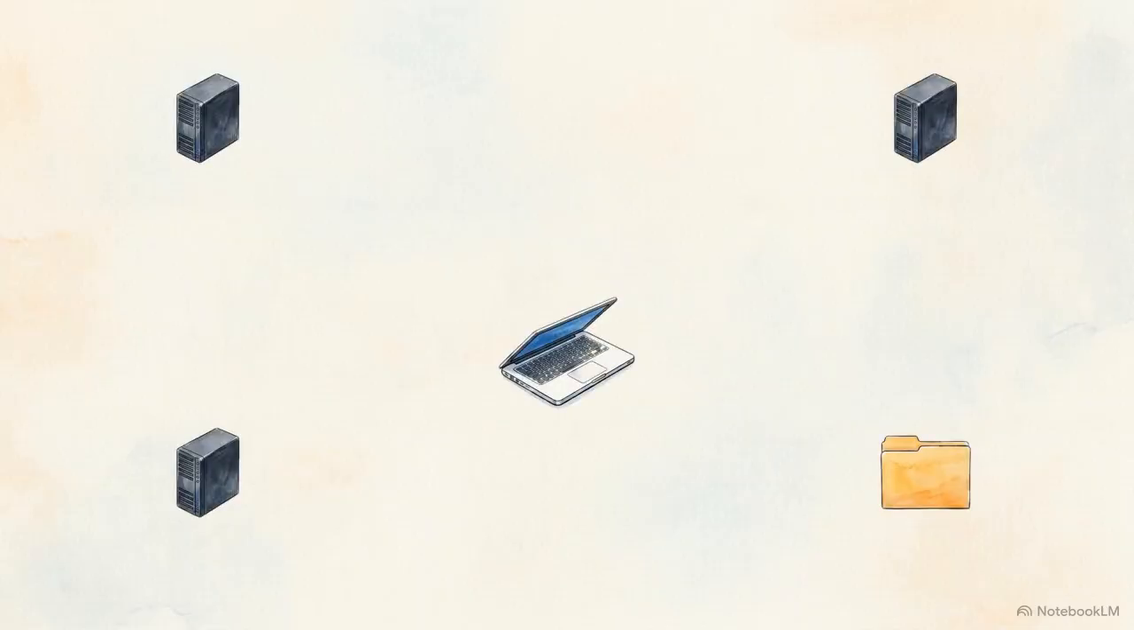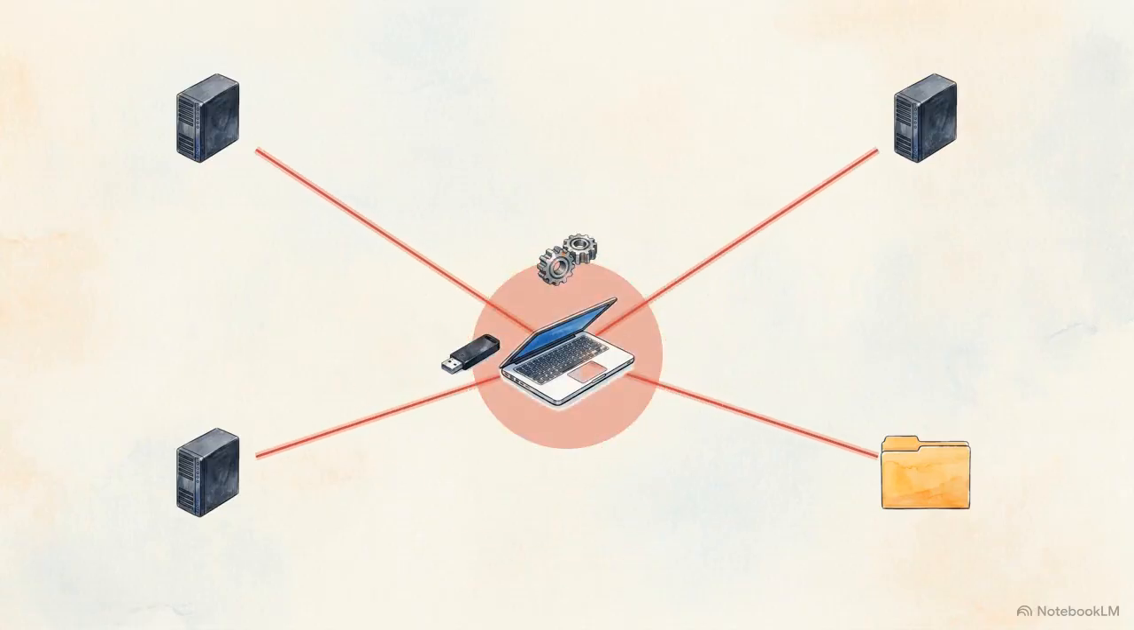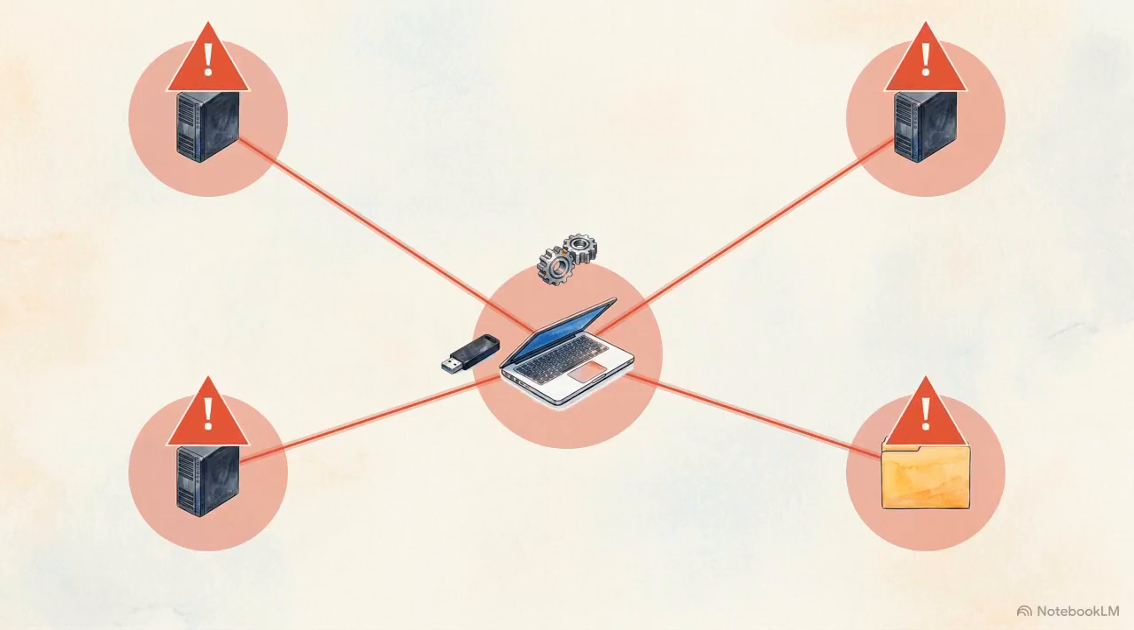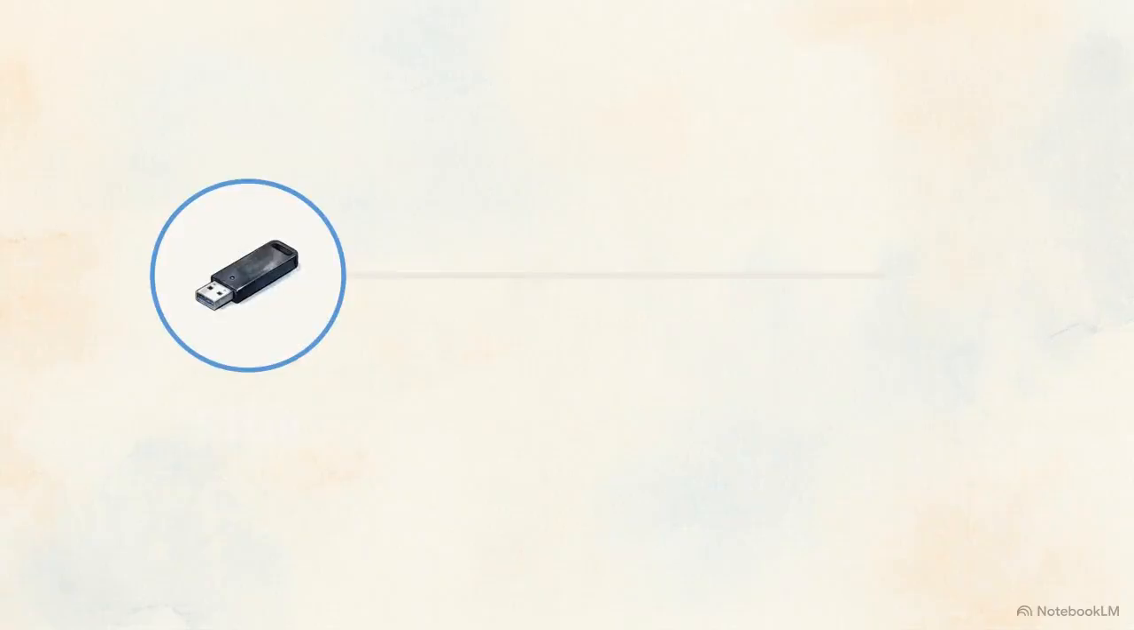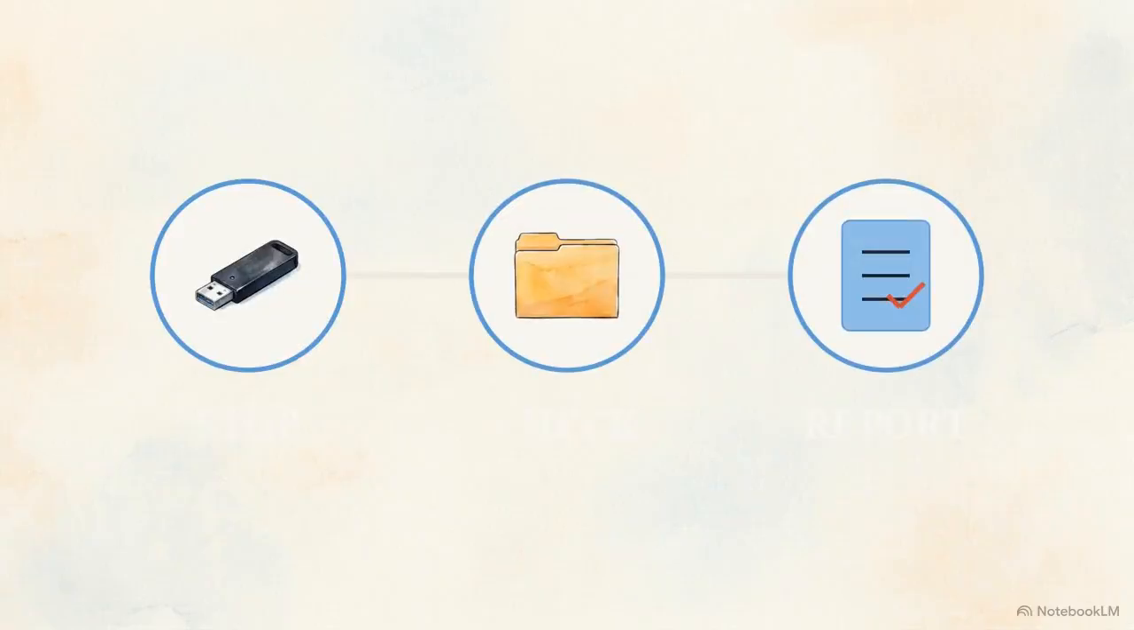That impulse is exactly what attackers are hoping for. The moment the metal connects to your port, auto-run malware can execute invisibly, spreading from your laptop to the company's file servers and databases. A single decision driven by curiosity can compromise the entire organization. To neutralize these traps before they trigger, you need to follow a specific 3-step protocol.